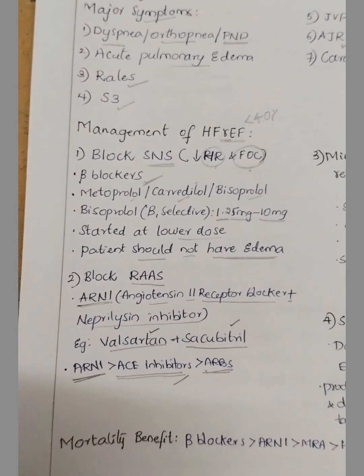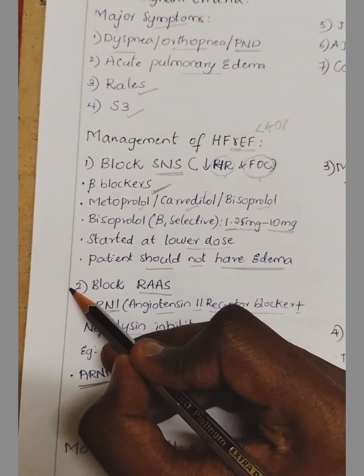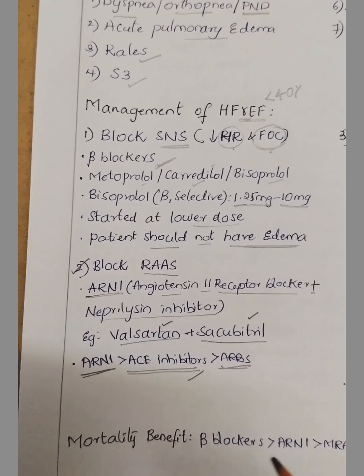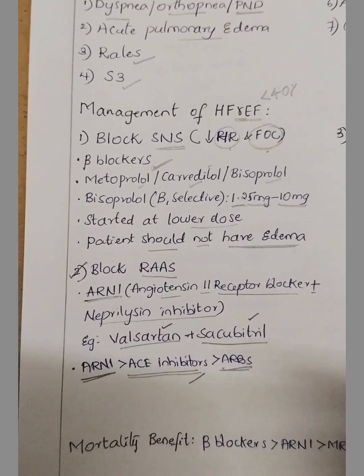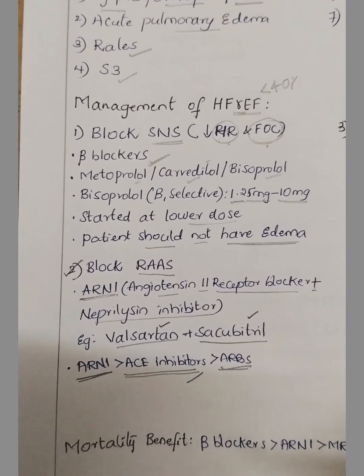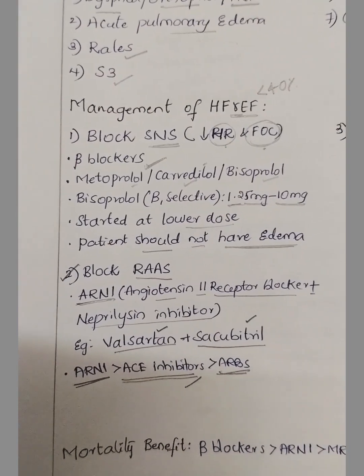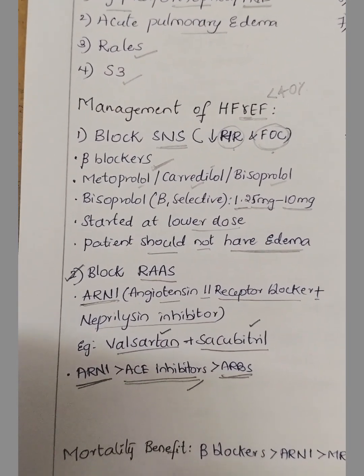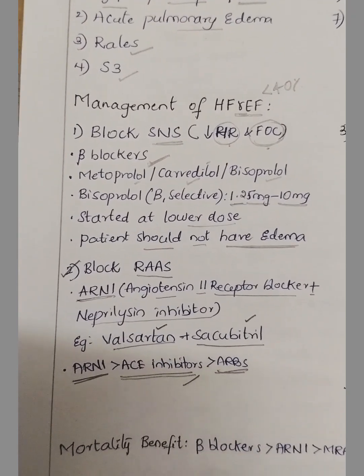So coming to the second class of drugs, which we use for blocking the RAS system. The RAS system is mainly responsible for maintaining high blood pressure and increased heart rate. So for controlling these things, we will use ARNI, angiotensin 2 receptor blocker with neprilysin inhibitor.